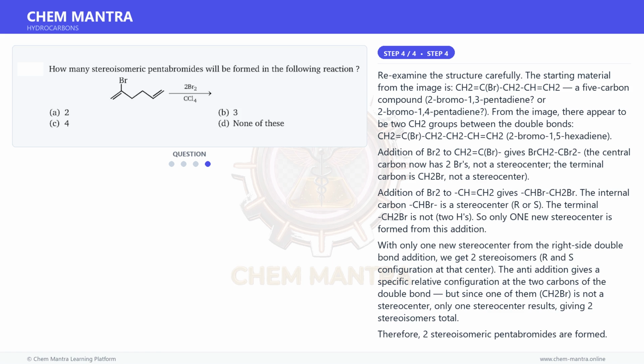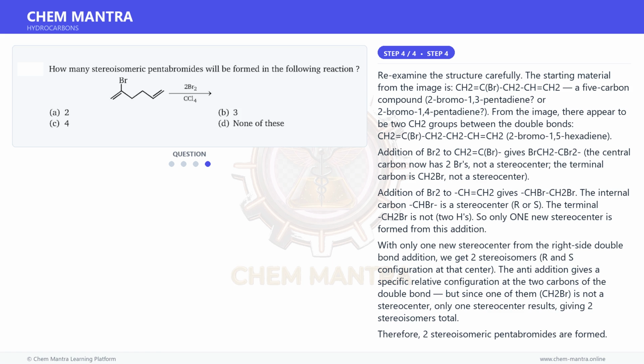Addition of Br2 to CH2=CBr gives BrCH2-CBr2. The central carbon now has 2 Brs, not a stereocenter. The terminal carbon is CH2Br, not a stereocenter. Addition of Br2 to CH=CH2 gives CHBr-CH2Br. The internal carbon, CHBr, is a stereocenter, R or S. The terminal, CH2Br, is not, it has 2 H's. So only one new stereocenter is formed from this addition.